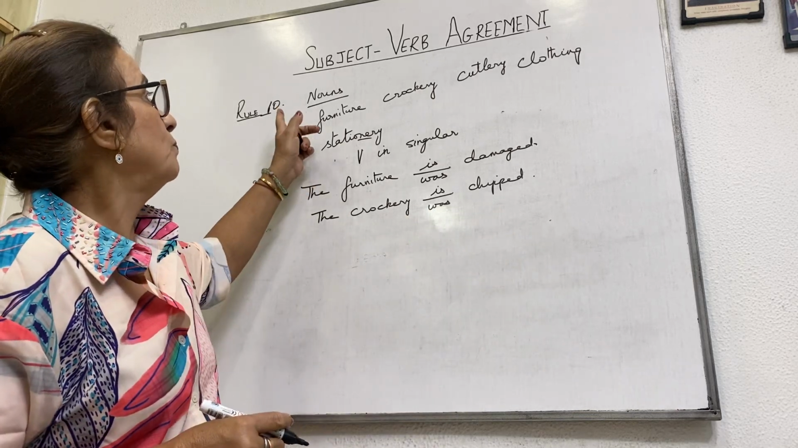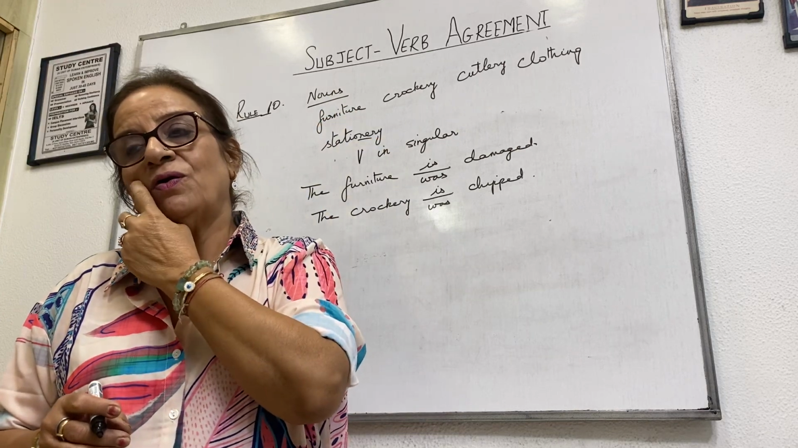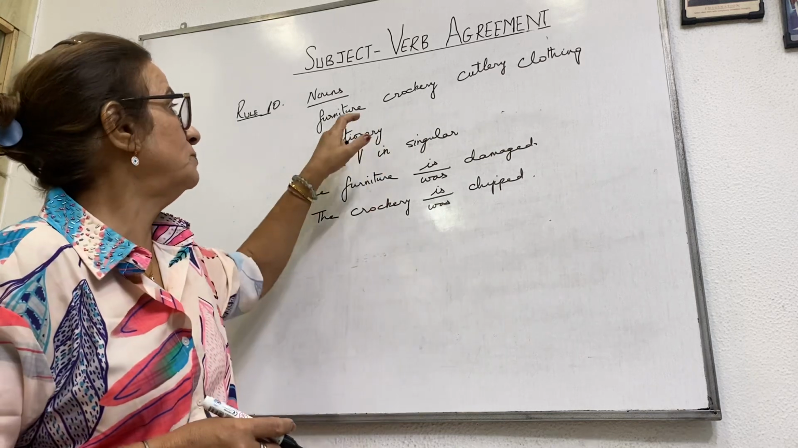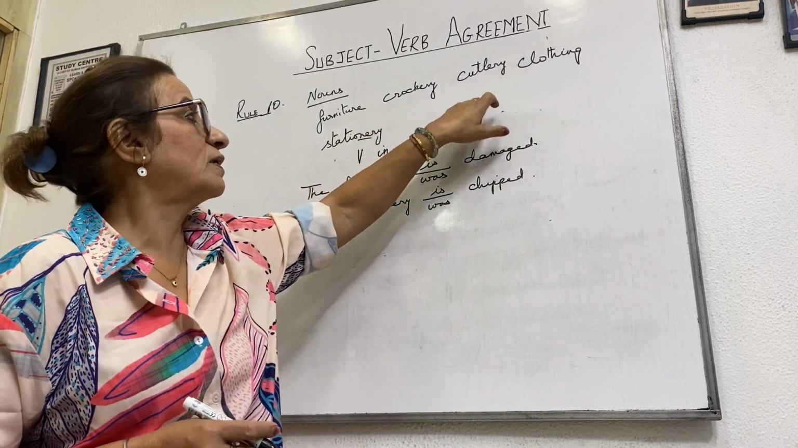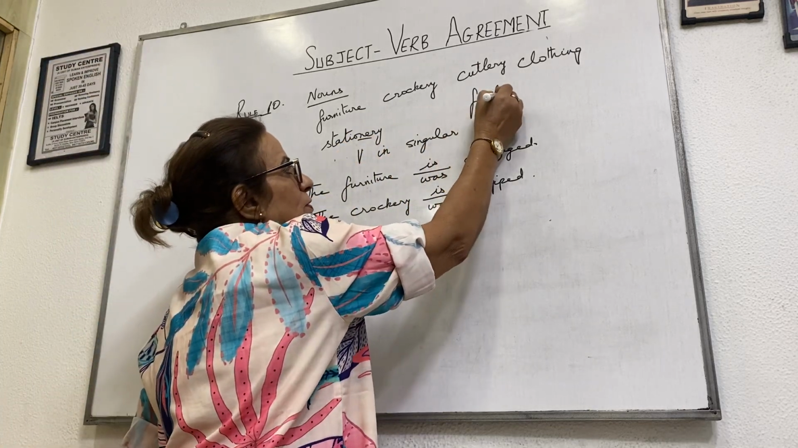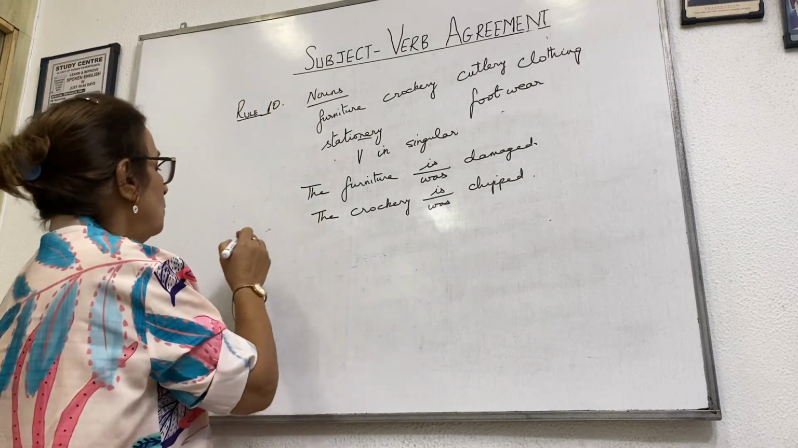So, some nouns which are singular, always in the singular, they take a singular verb. Which are the words? Furniture, crockery, cutlery, clothing, stationery. There's another one, footwear. So they always take a singular verb. Rule 11.